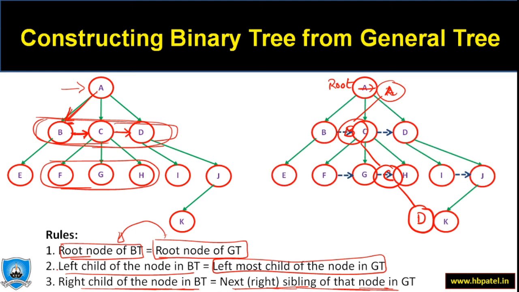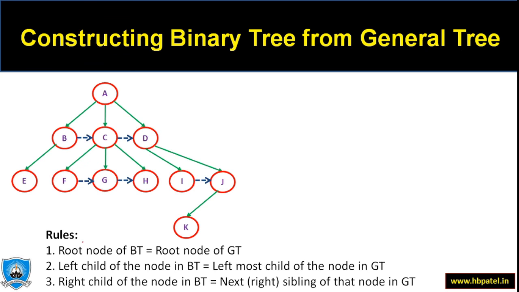Now let us see how to construct the binary tree from this general tree. First let us put A as the root. Now out of B, C and D, which one is the leftmost node? The leftmost node is B, so I am going to put B as the left child of A. Then the left child of B is E, so I am going to put E over here. E does not have any more left or right children, so this is done.